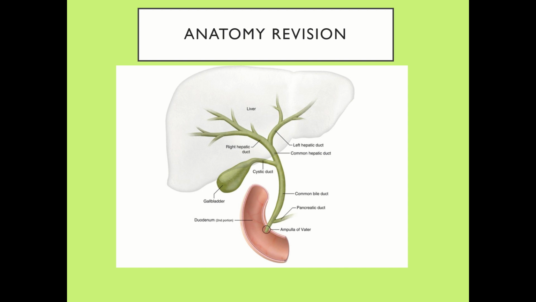This is probably the most clinically relevant bit, as a lot of the tests you order will be looking at the CBD. The pancreatic duct drains into this, and then it goes through the ampulla of Vater into the duodenum. Again, it's not on the diagram, but the sphincter of Oddi is the smooth muscle ring around the ampulla of Vater, which can relax and contract and controls flow of bile into the duodenum.